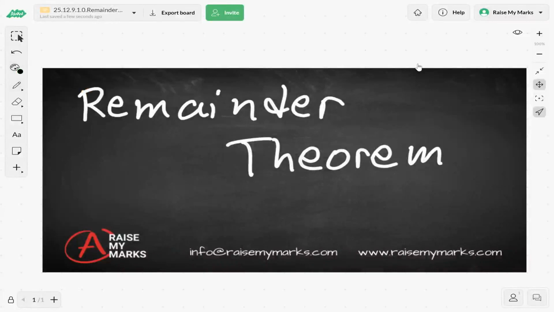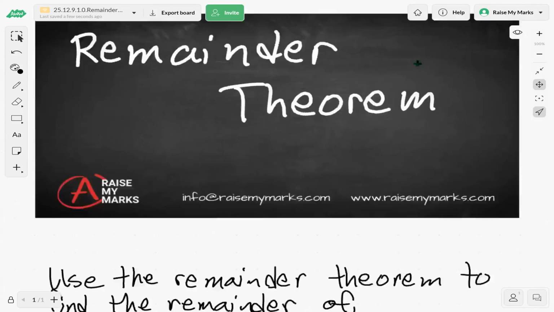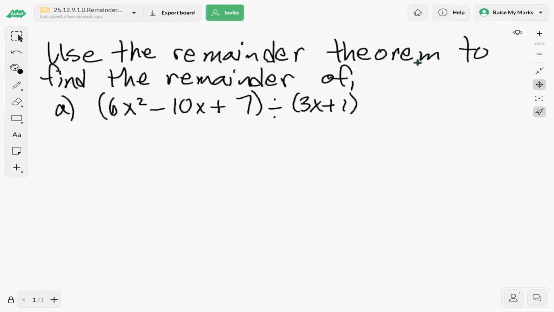So today we're looking at the remainder theorem. In our first question, we're asked to use the remainder theorem to find the remainder of the following: 6x squared minus 10x plus 7 divided by 3x plus 1.